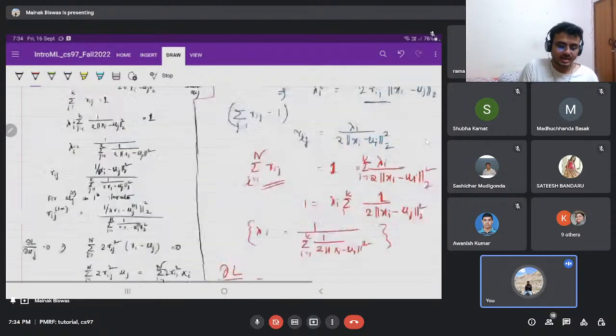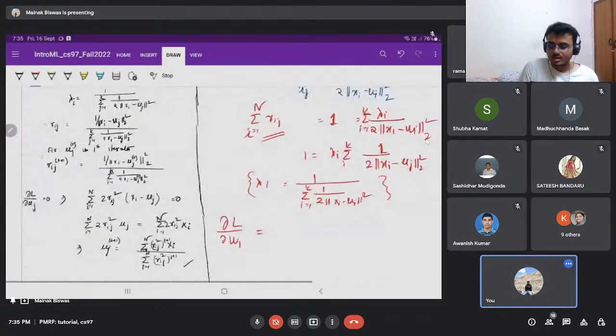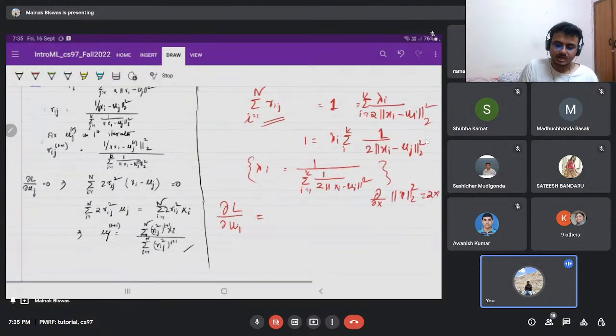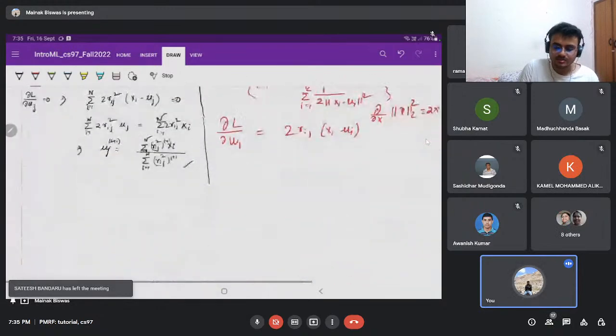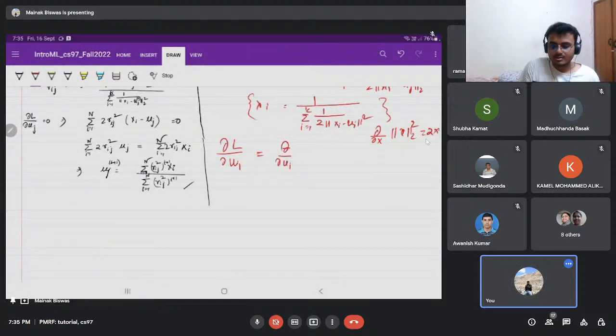So how will you do that? You take the derivative of this term with respect to mu j. Remember, the derivative of the norm of x squared is nothing but 2x. That's what I'm using. So you'll have 2 Rij (xi minus mu j). I'm taking the derivative of this term. So I'll write it again: the derivative with respect to mu, of the summation over i equal to 1 to n, j equal to 1 to k.